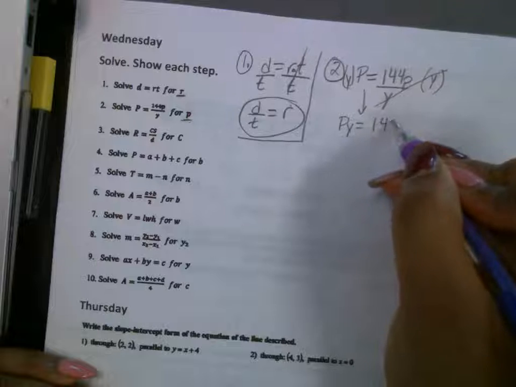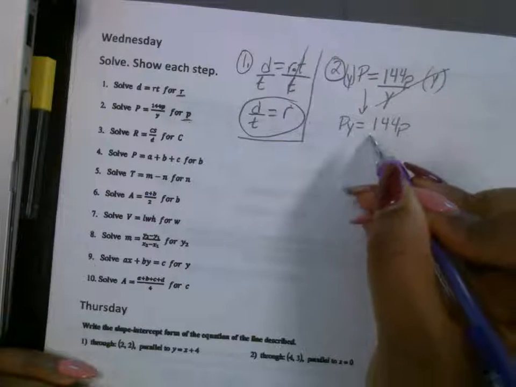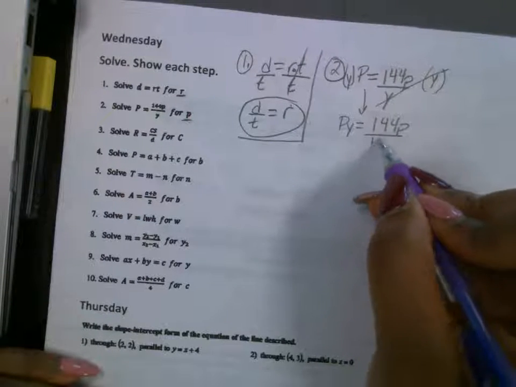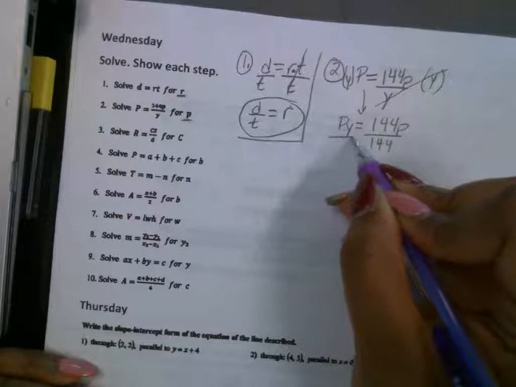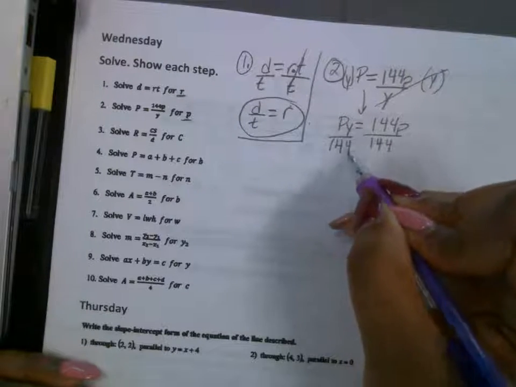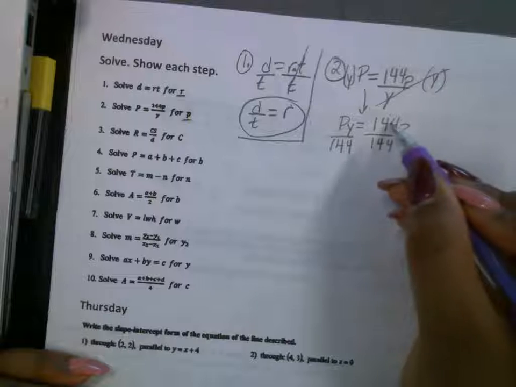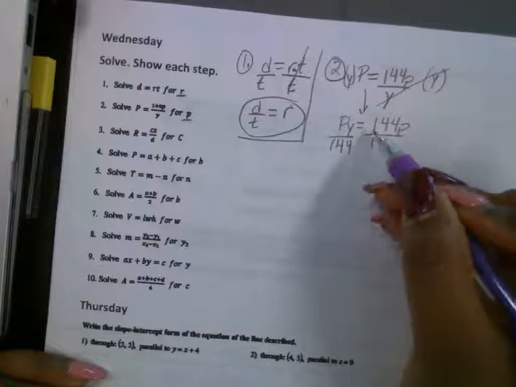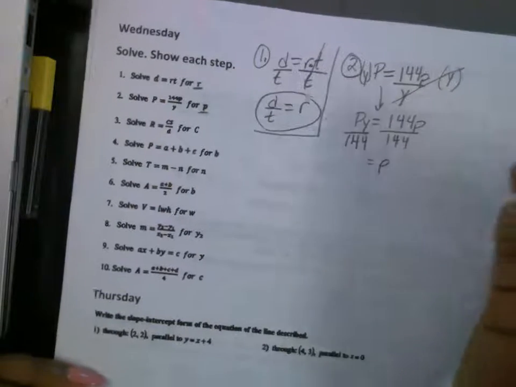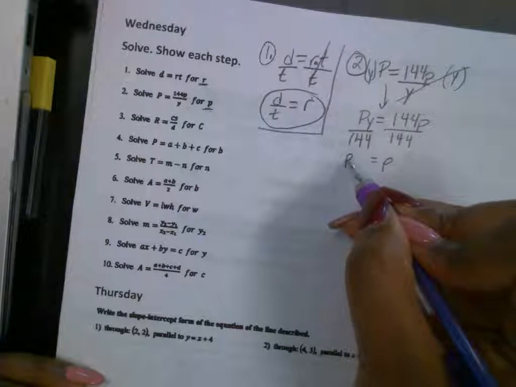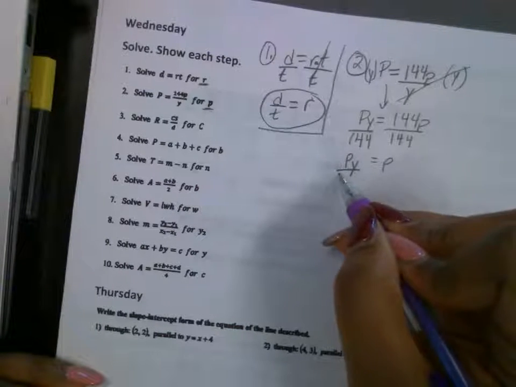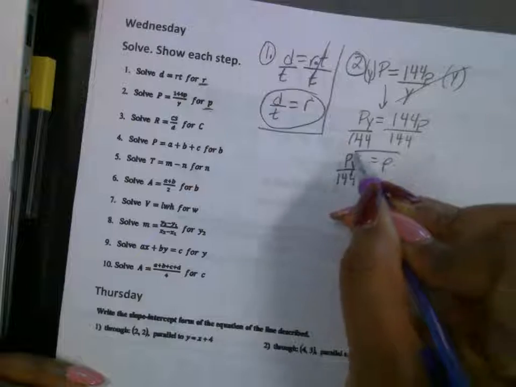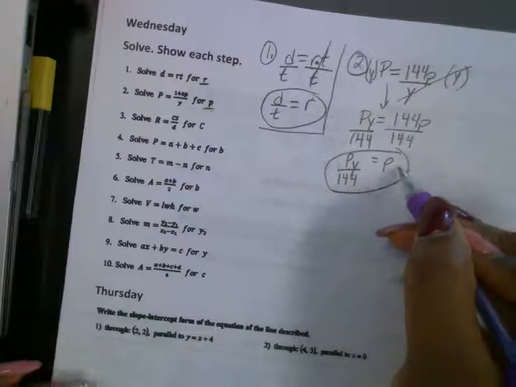And on this side, I'm left with 144p. To get rid of the 144, I divide both sides by 144. All I'm doing is using inverse operations. So when I divide, 144 divided by 144 is 1. So I'm left with lowercase p here. And on this side, this is capital P y divided by 144. And this is my answer for lowercase p. Okay.